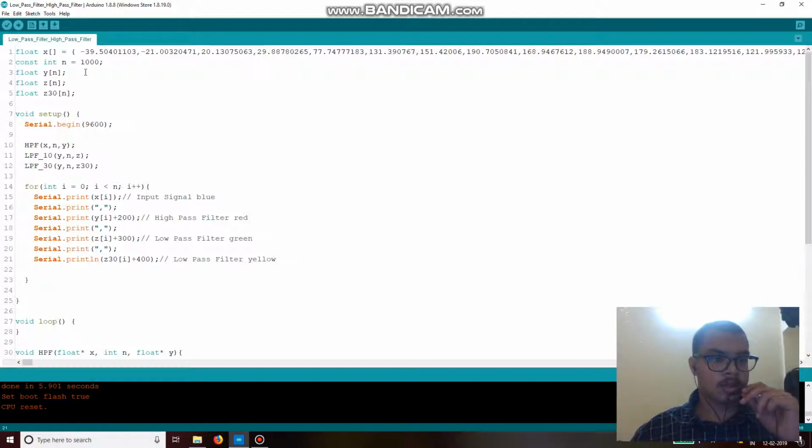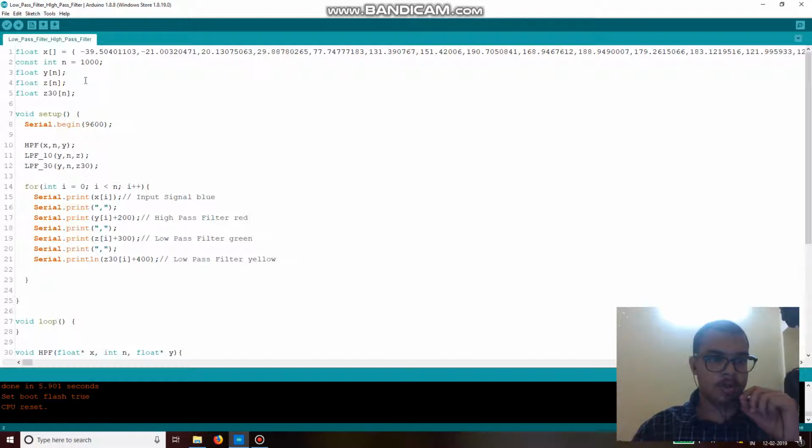So in this experiment, the high pass filter had the cutoff frequency at 0.5 hertz, and the low pass filter had cutoff frequencies at 10 hertz and 30 hertz, and also the sampling frequency was 100 hertz, and the given signal had 1000 elements. So I would be performing these operations on this Arduino DA board.